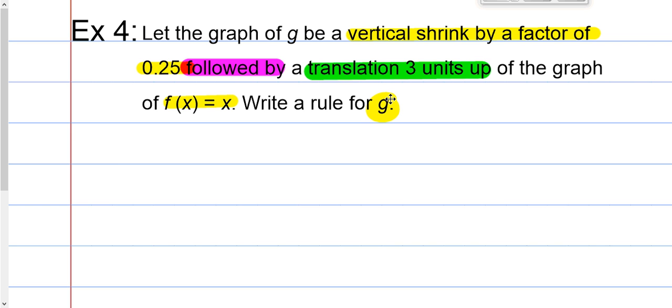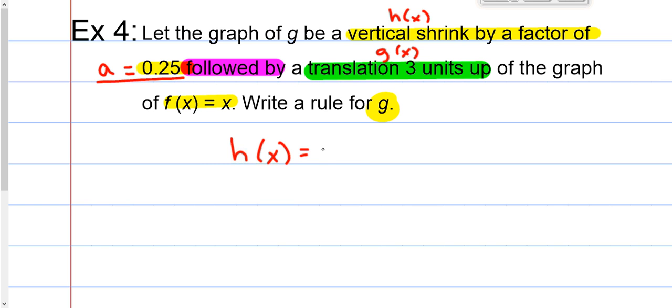Okay, so we have 2 things going on here. If I want to finish with g, I have to start with something else. So if we're starting with a vertical shrink, we're going to call that my h of x. And then after, this is followed by this, so then my g of x will take into account that 3 units up. So let's start with h, because I have 2 things going on. My h of x is the vertical shrink by a factor of 0.25. Vertical is on the outside, and that means that my a equals 0.25.